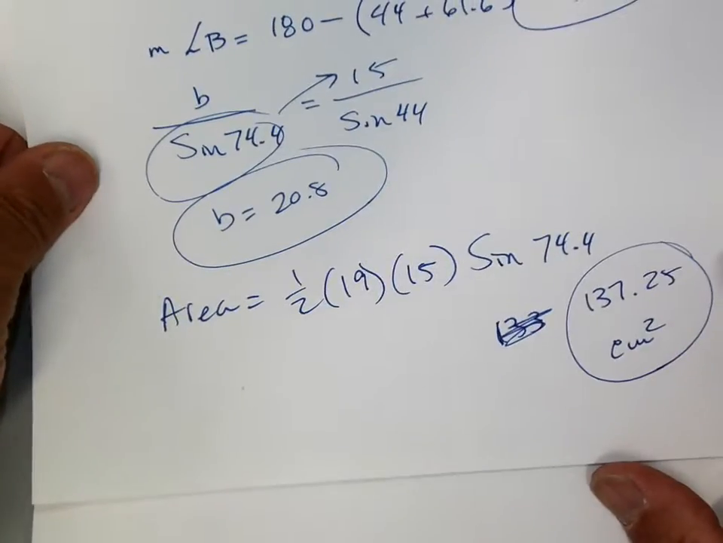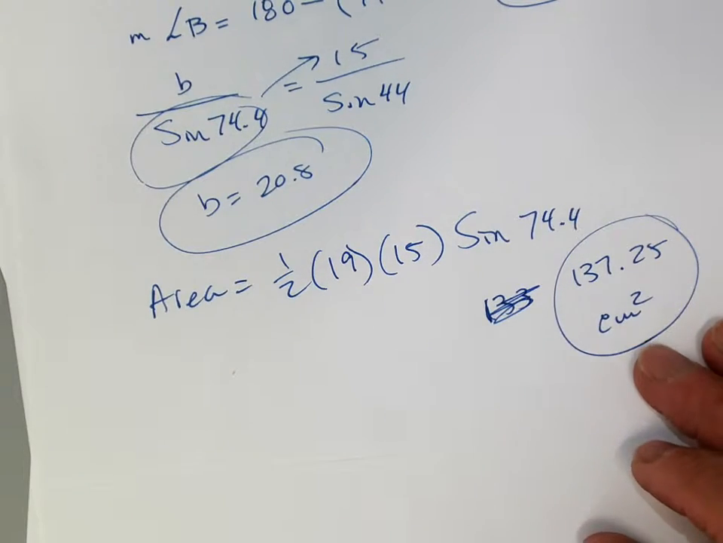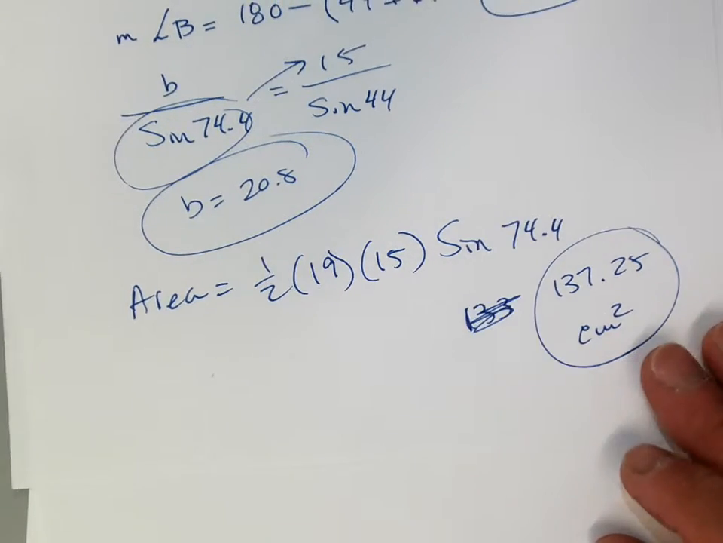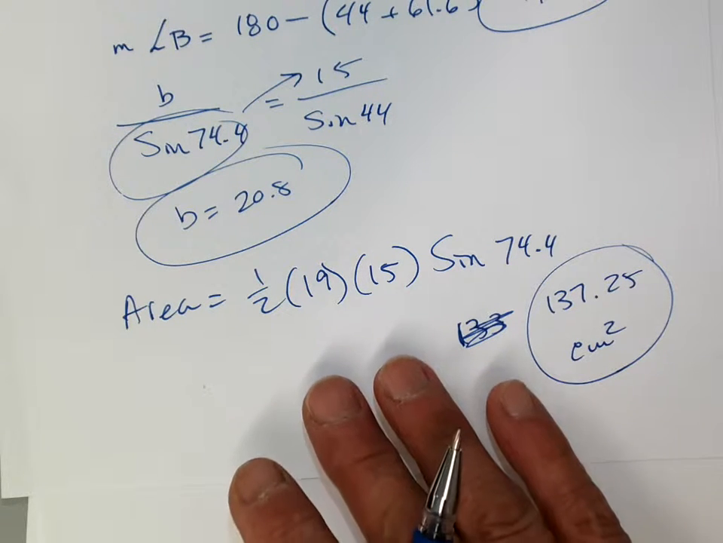They swept this way too quickly. It was 137.28. Yes. So we used 19 and 20.8 and 44, and we got 147.26.